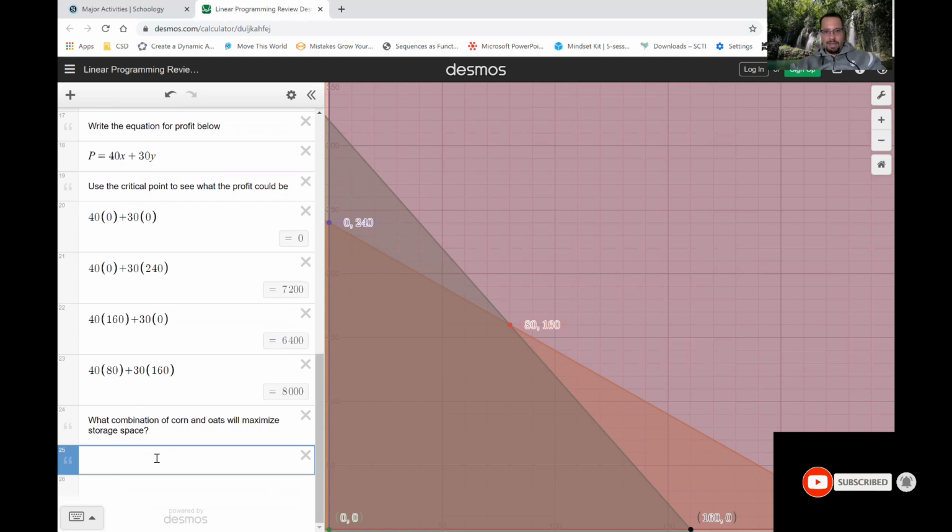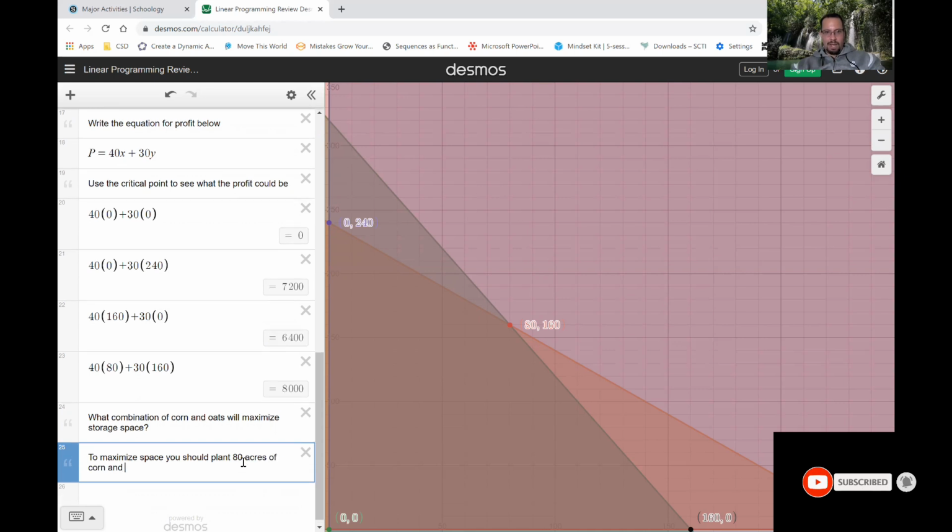So what combination of corn and oats will maximize the profit? Let's say, to maximize profit, you should plant 80 acres of corn and 160 acres of oats, and we are done this problem using Desmos.